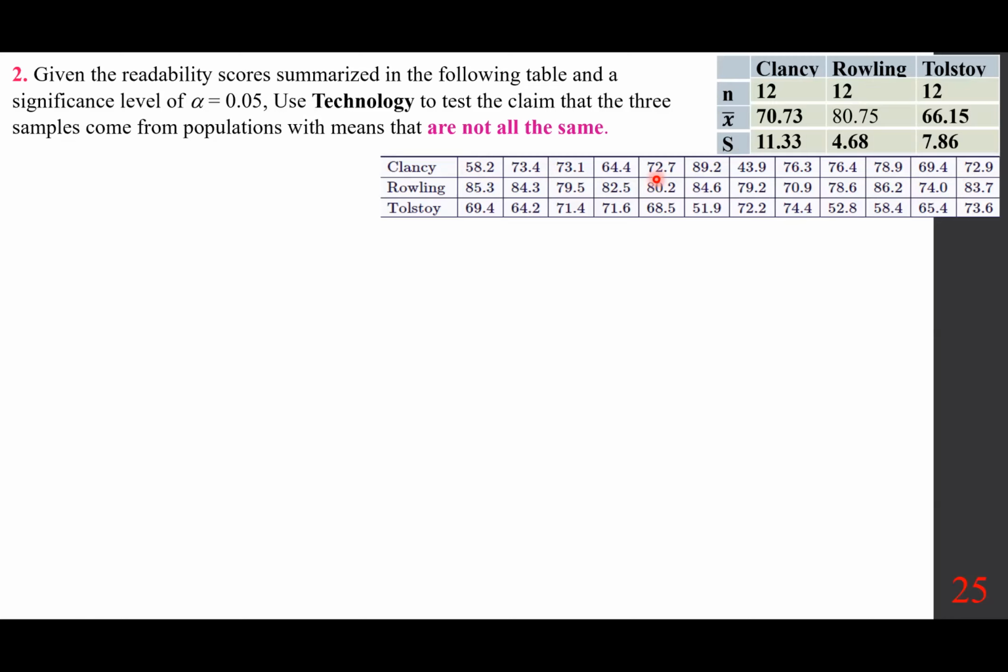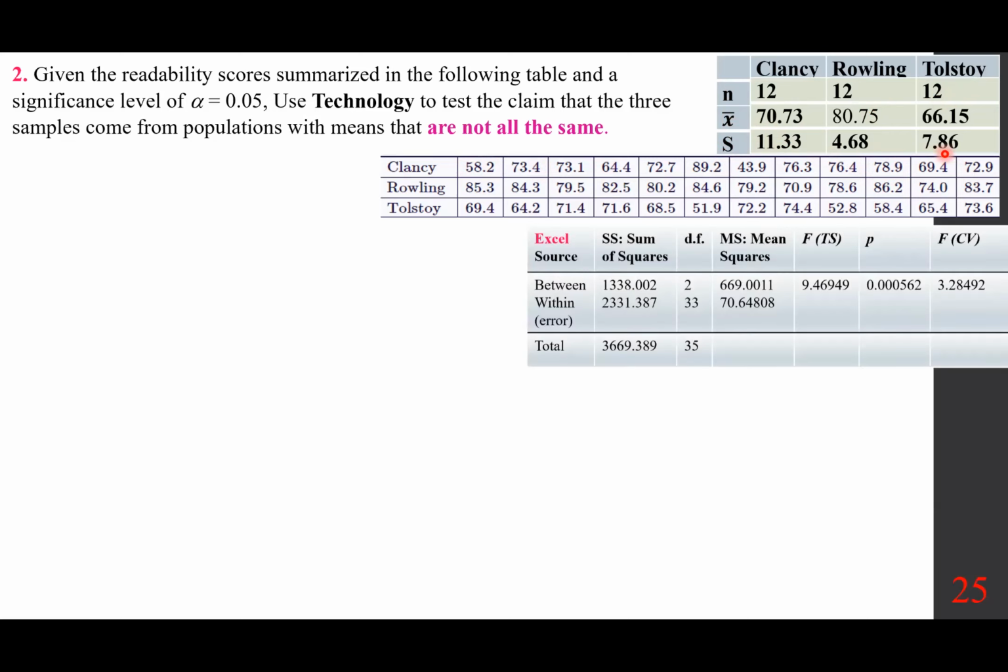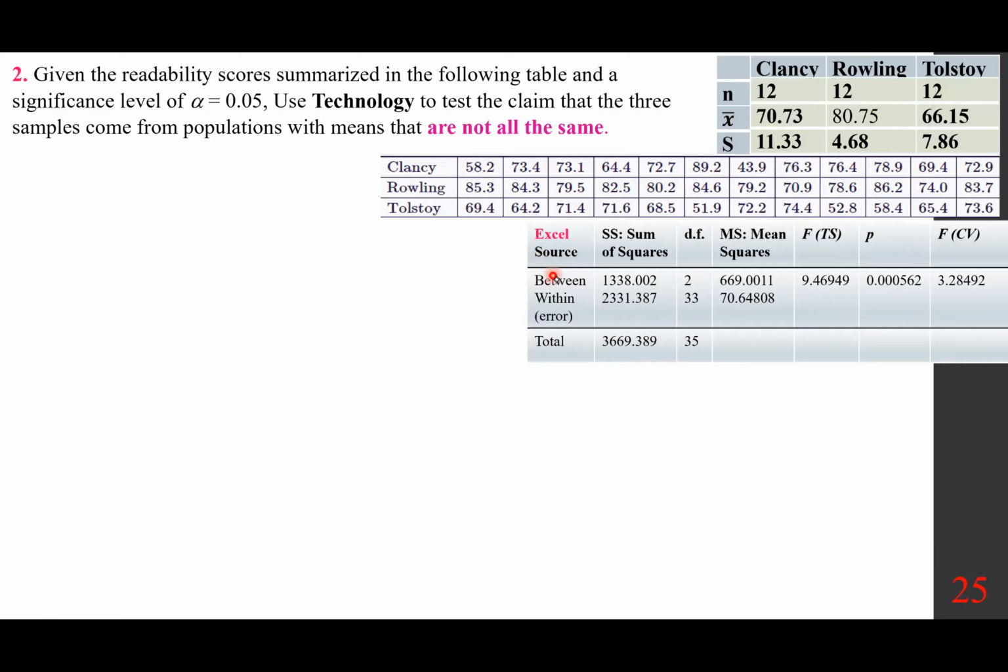We calculate the x bar, add them up, divide by size. We calculate the s, and here's the Excel source. It could be from any other sources. It is just a matter of using the technology. And again, just for the sake of argument, notice these 2 add up to this number, these 2 add up to this number, and the ratio of these two numbers is this. This is the p-value, this is the critical value. Everything is there. Let's do the writing.